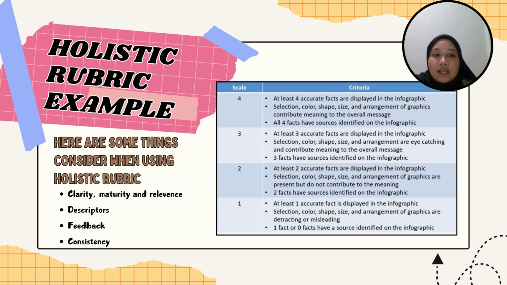As you can see, this is the holistic rubric example. Here are some things to consider when using a holistic rubric. First is clarity, maturity, and relevance. Evaluate the clarity, maturity, and relevance of the ideas presented. Second, descriptors. Use descriptors such as excellent, good, satisfactory, and unsatisfactory. Third is feedback. Provide more qualitative and written feedback than just a number or grade. And lastly is consistency. Use a holistic rubric to make quick and consistent judgments.